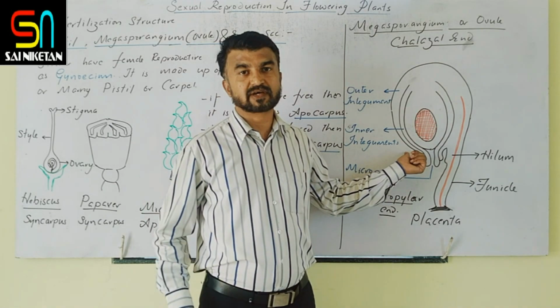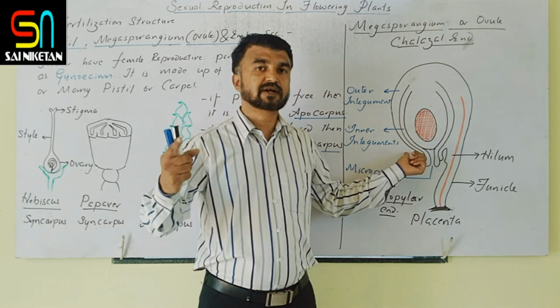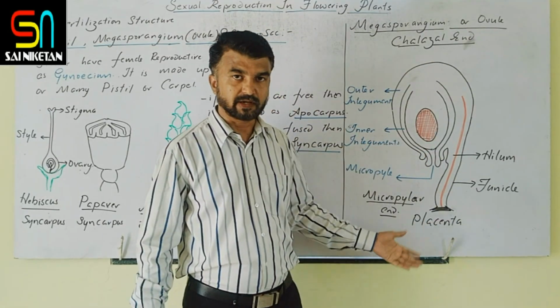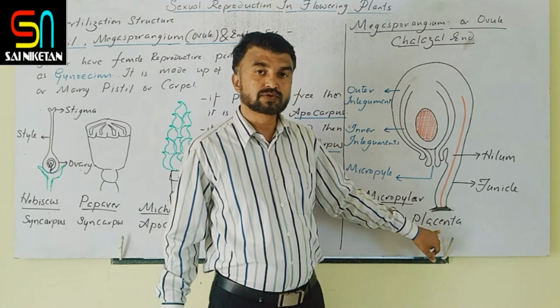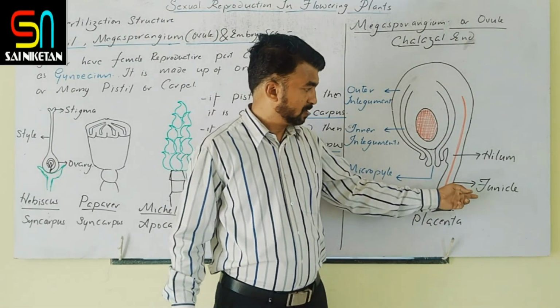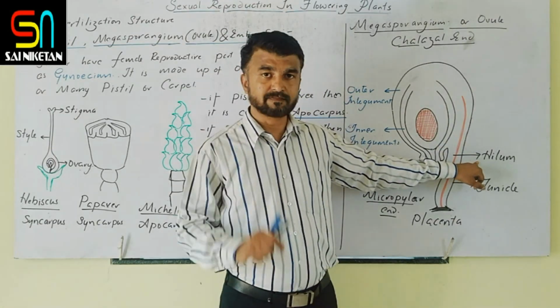Now if only one integument is there, then it is unitegmic. If 2 integuments are there, then it is bitegmic. If there are more integuments, that is tritegmic. Clear? Once again, with the help of the funicle, the megasporangium is attached to the placenta. The funicle attaches to the body of the ovule at the site called the hilum.